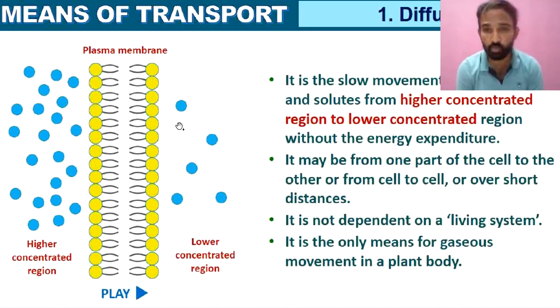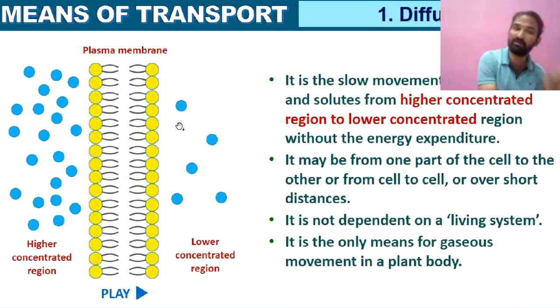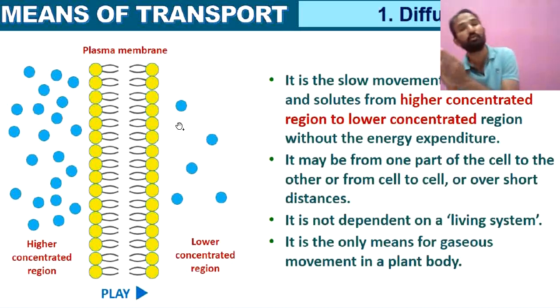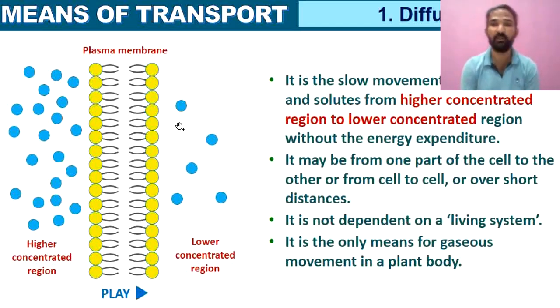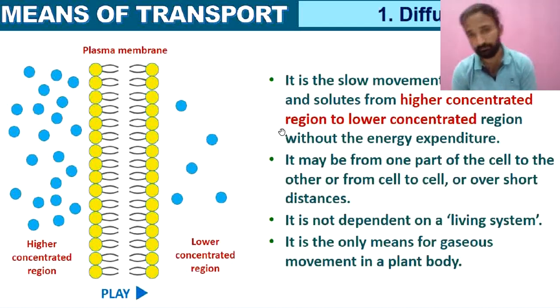Here no energy is utilized for this process. The molecules easily move from the high concentration to the lower concentration across the plasma membrane. It may be from one part of the cell to another part of the cell, or cell to cell over a short distance. It does not depend upon a living system. It is the only means of gaseous movement in a plant body.